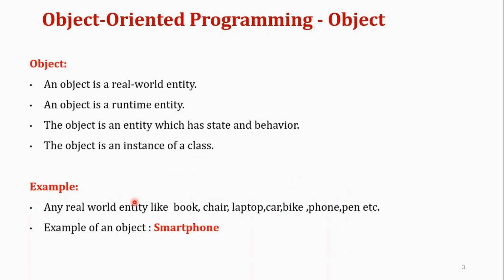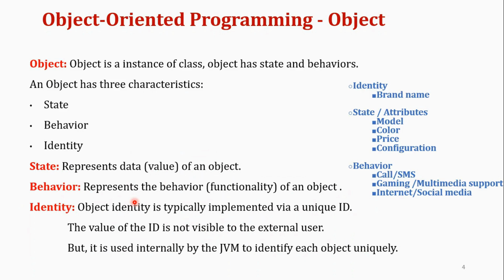You can take any real world items like a pen, book, chair, table, anything. So we can represent them in a program, but each object has its own functionality and state. So that is what state and behavior are. Behavior is a function, state is a property. So an object has a state, behavior, and identity.